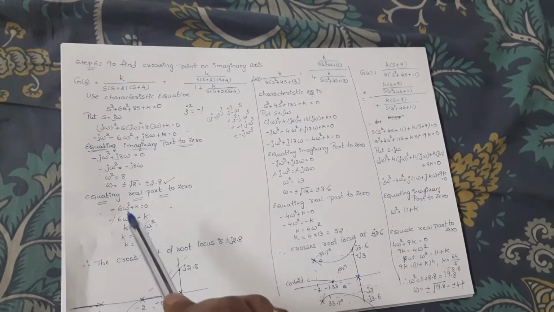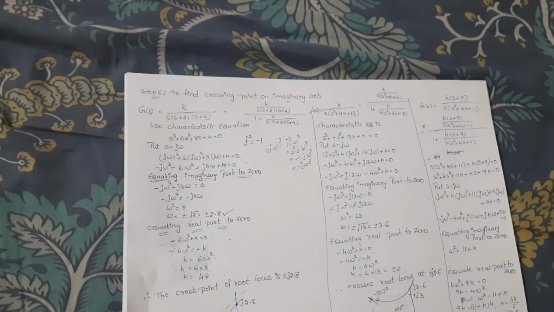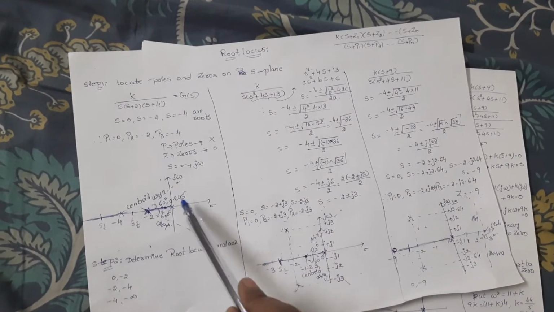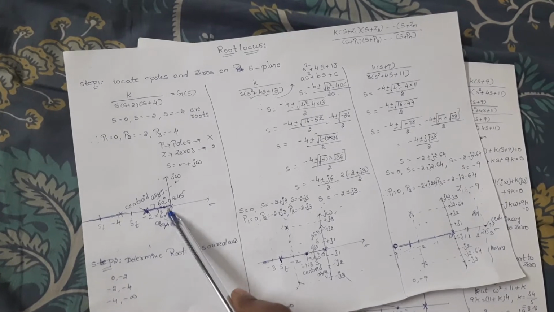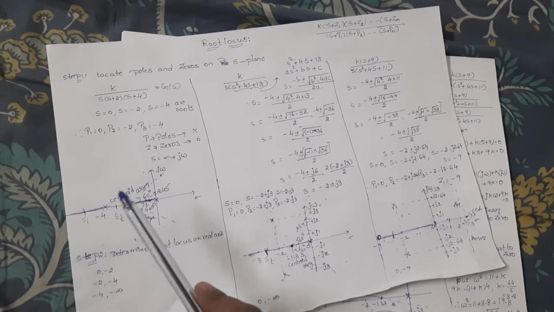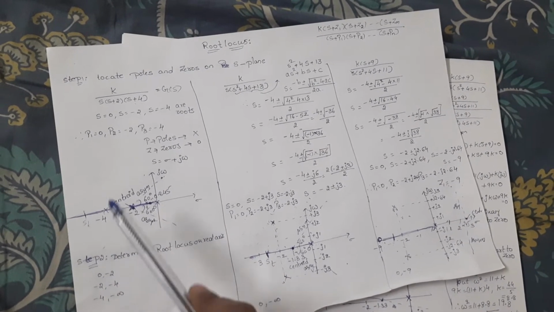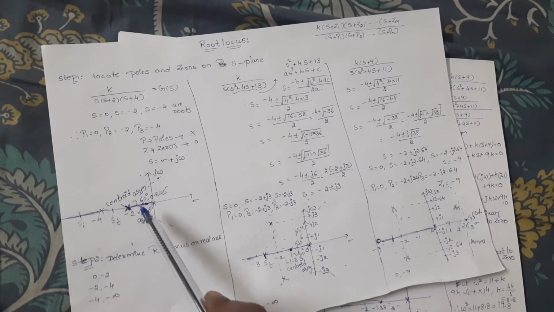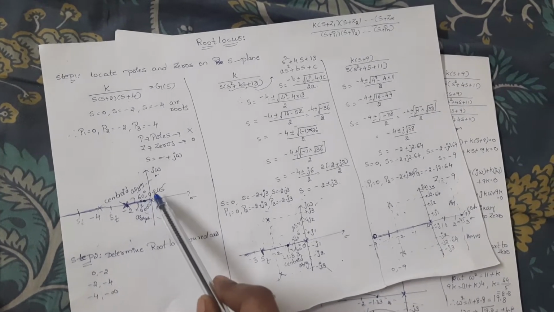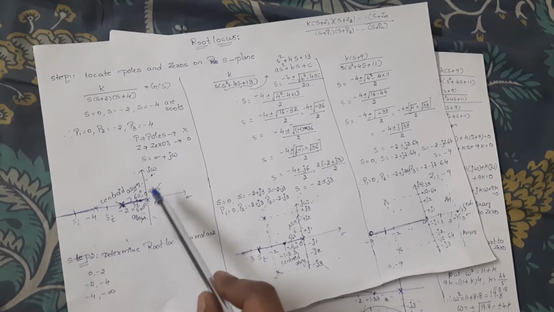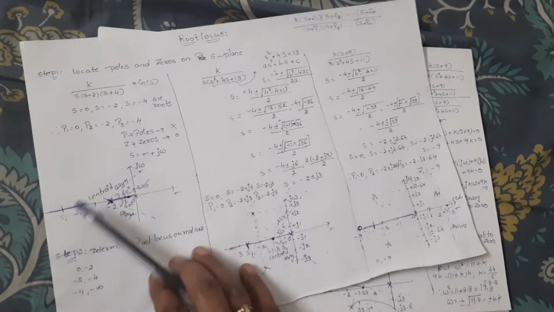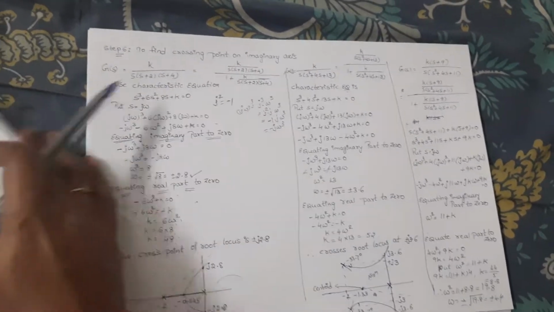Remember, for this first problem you don't have any angle of departure or angle of arrival, as there are no complex conjugate poles. You have only the breakaway point. The breakaway point is at minus 0.845. From this breakaway point on the x-axis, see, I have drawn here.